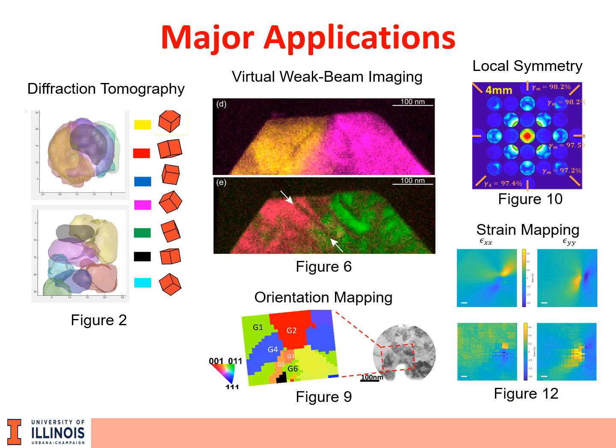In our paper, we reviewed several major applications of data-driven electron microscopy, including diffraction tomography, which determines the grain orientation as well as the grain morphology, the imaging of defects in molecular crystals, and orientation mapping for nanostructured thin films, and also the study of single crystals by looking at the local symmetry due to the presence of defects, for example, and looking at strain mapping.